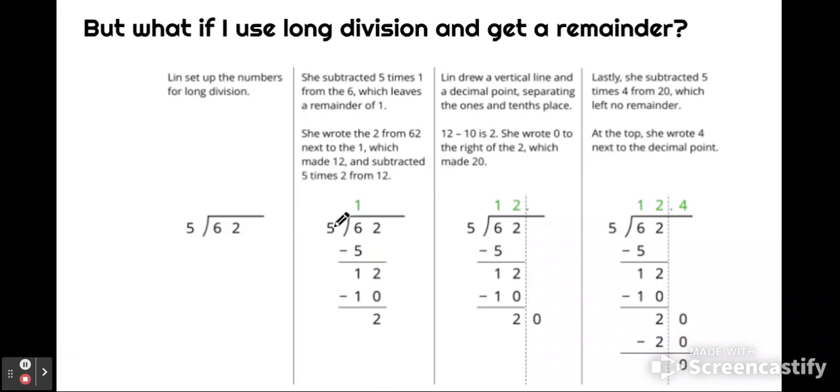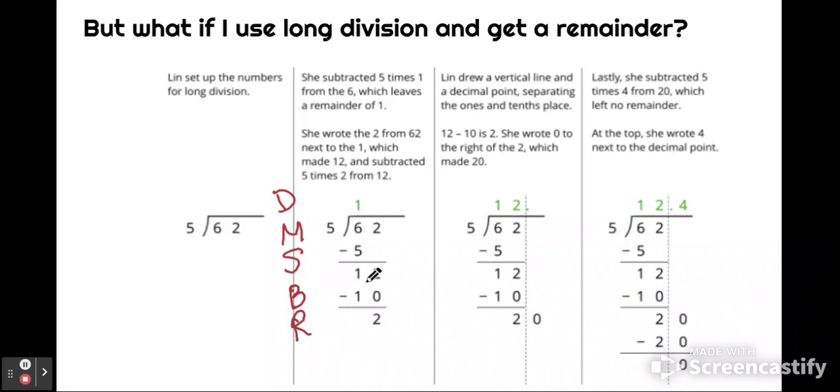So she's dividing. 6 divided by 5 is 1. Then she's multiplying. 1 times 5 is 5. Then she's subtracting. 6 minus 5 is 1. She's bringing down the next place value. So she brought this 2 down. And now she's repeating the process.